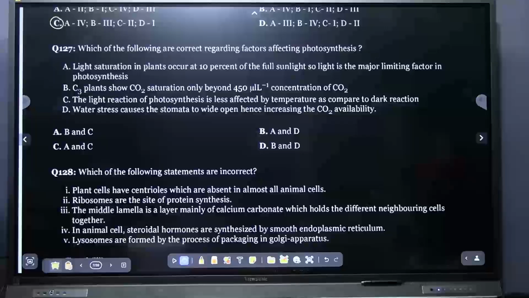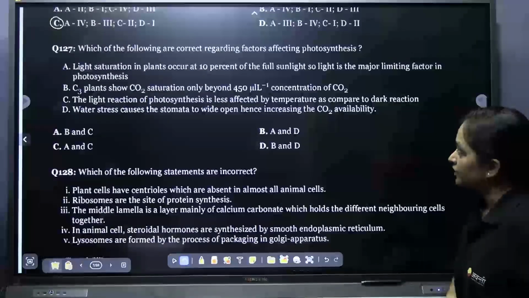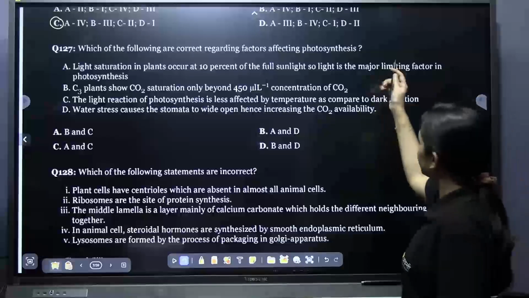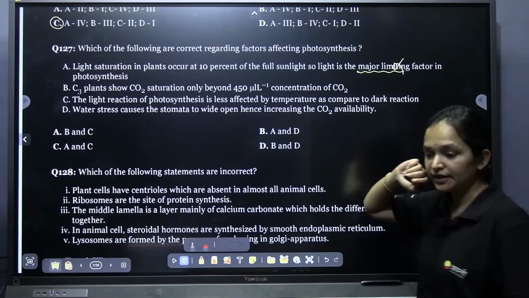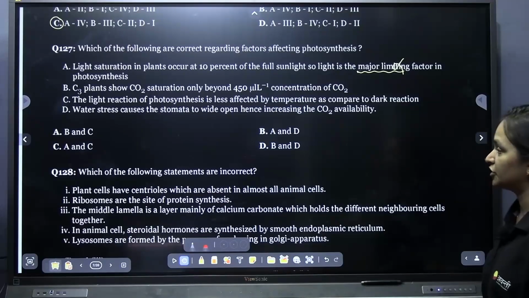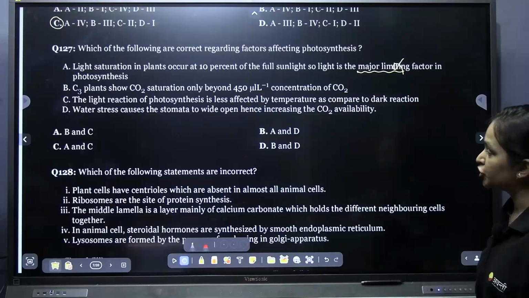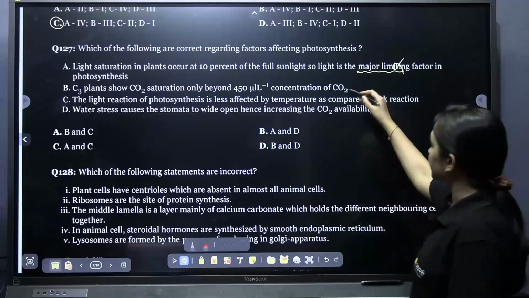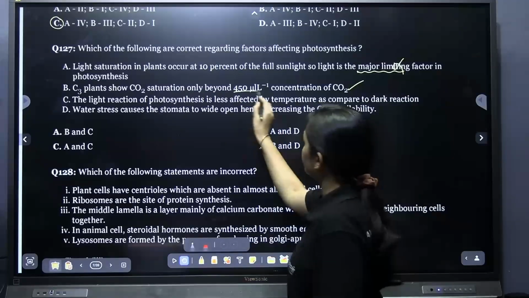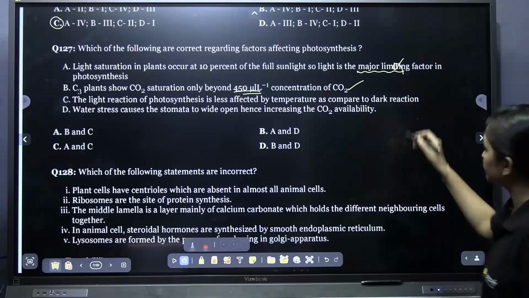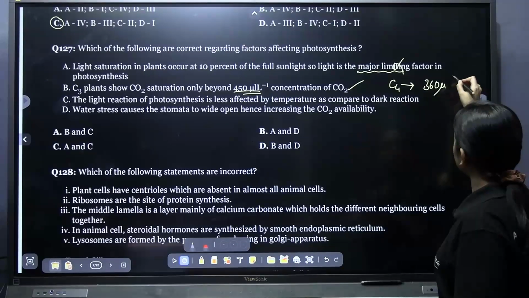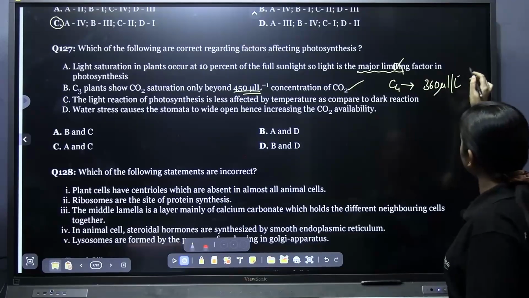Which of the following are correct regarding factors affecting photosynthesis? Light saturation in plants occurs at 10% of the full sunlight. Is light the major limiting factor? Tell me. Light is not the major limiting factor. Actually, carbon dioxide is the major limiting factor. C3 plants show carbon dioxide saturation beyond 450 microliter per liter concentration of CO2. Yes, it is correct. What about C4 plants? C4 plants much less, that is 360 microliter per liter.